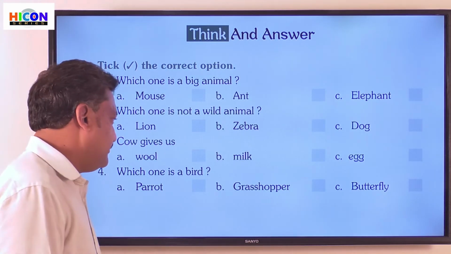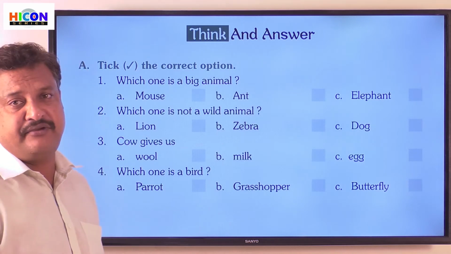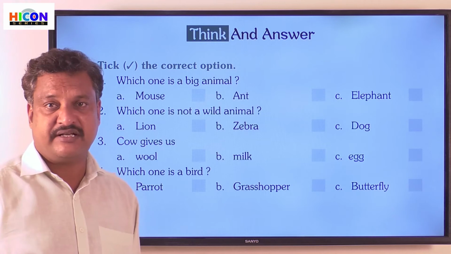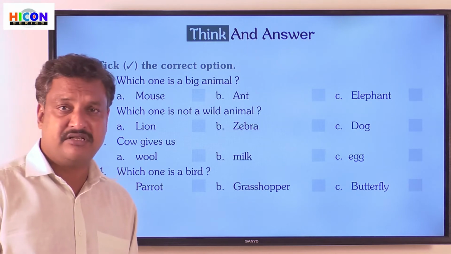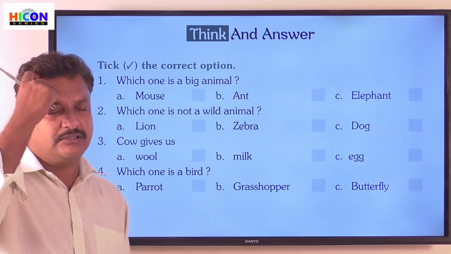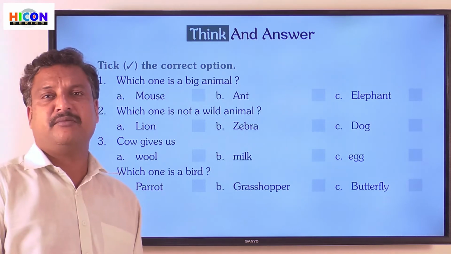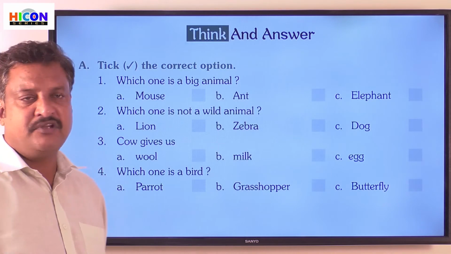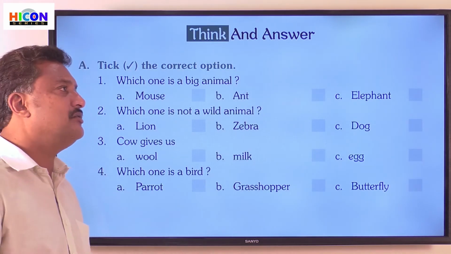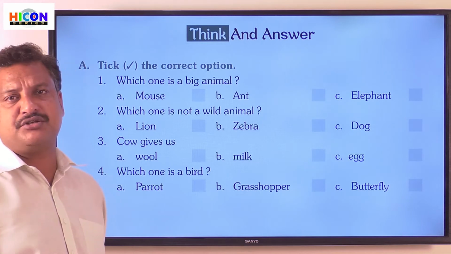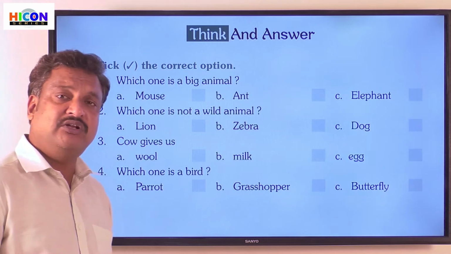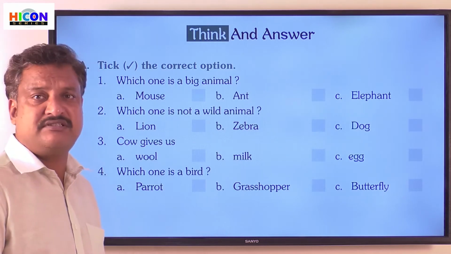Third one, cow gives us what? We know we have domesticated some animals. We have started growing some animals at home for different purposes. From some animals we get milk, from some animals we get wool, from some animals we get flesh. Those animals which we grow at home for the purpose of getting milk, meat, fur, eggs are called domestic animals. And we know cow is an example of a domestic animal.